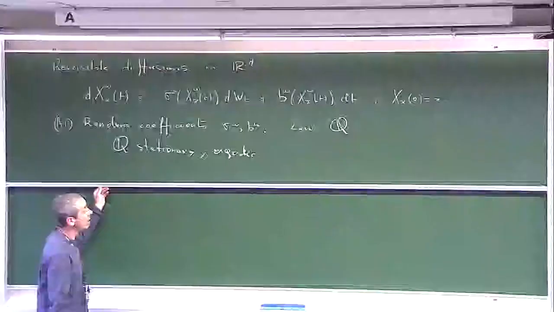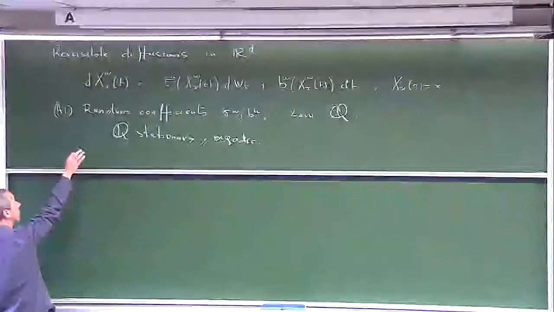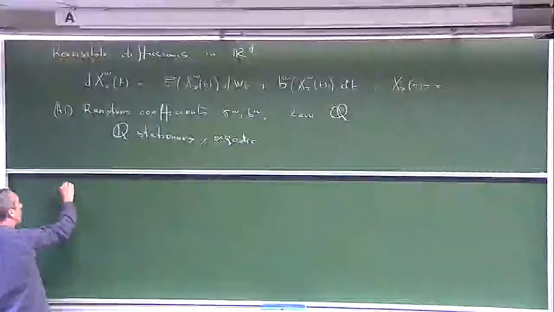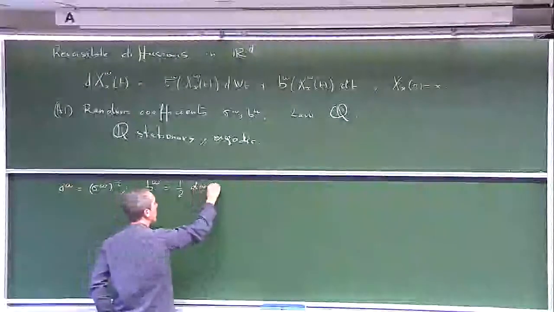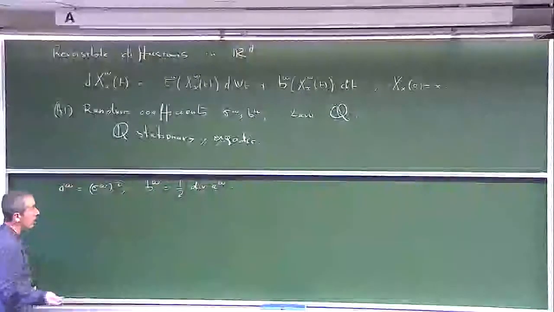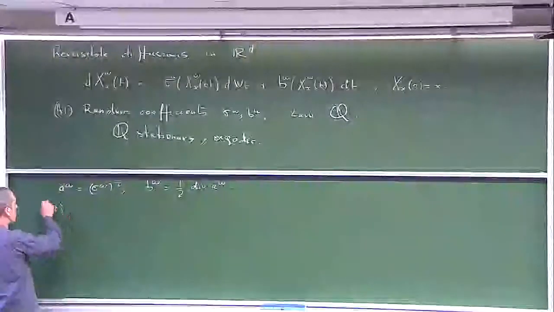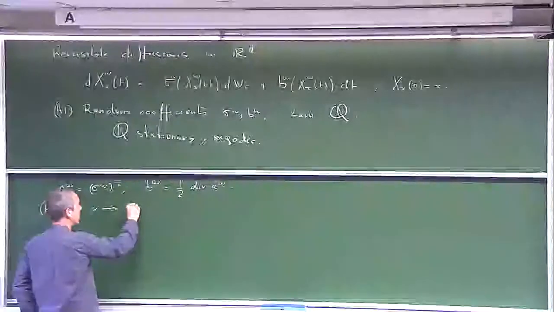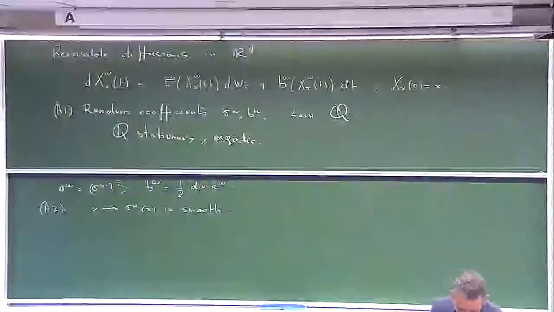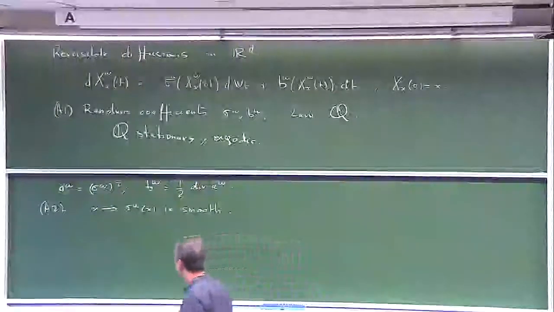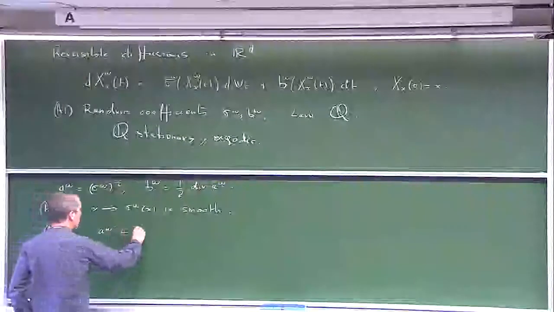Now, I'm also considering only the reversible case. The reversible case means that there is some relation between the drift and the diffusivity coefficient sigma. So if I write A(omega) for the square of sigma(omega), then b(omega) is one half the divergence of A(omega). Another assumption is that the coefficients are smooth. This is to make it easy to solve the SDE. So the function x maps to sigma(omega)(x) is smooth. And I will also assume that the coefficients are uniformly elliptic.